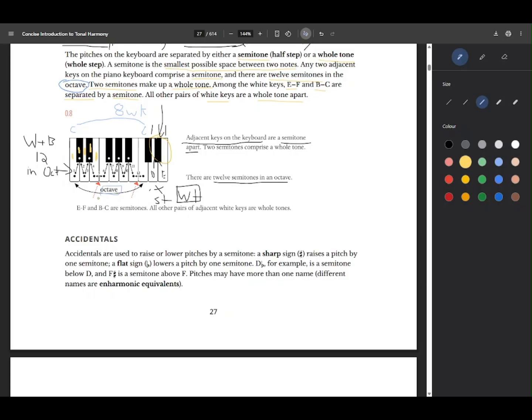Now, as the book says here, E and F and B and C. So here's E, here's F, here's B, and there's C. These are the only 2 white key pairs that are semitones. And that's because they don't have these black keys between. They are directly next to each other, as you might be able to see from this diagram here. All the other pairs are our whole tones.